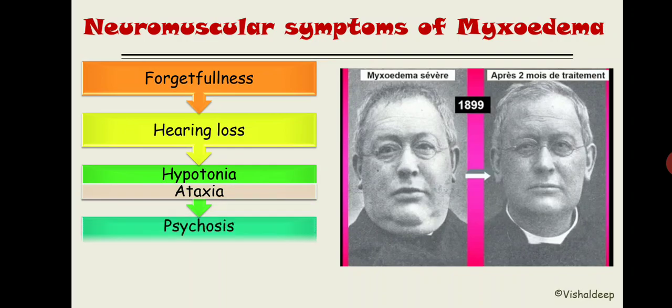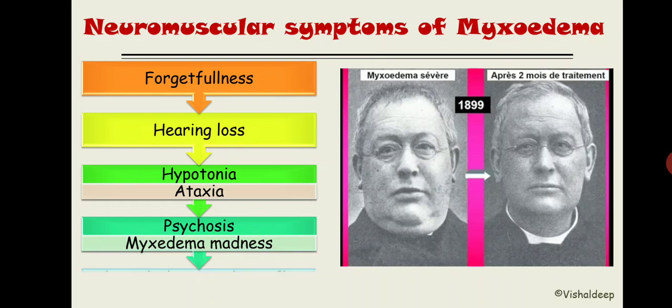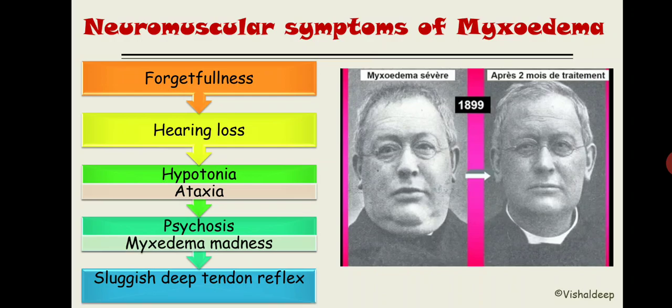Now next one is psychosis. That psychosis is sometimes known as myxedema madness. Remember the term myxedema madness. And finally, there is a sluggish deep tendon reflex. What is the sluggishness? The sluggishness means there is a delay in the relaxation phase of the deep tendon reflex. There is nothing wrong with the contraction; the problem is at the level of relaxation. This delayed relaxation phase of the deep tendon reflex is a sign known as Woltman sign. Remember the term Woltman sign. Sometimes it is also known as hung-up deep tendon reflex.